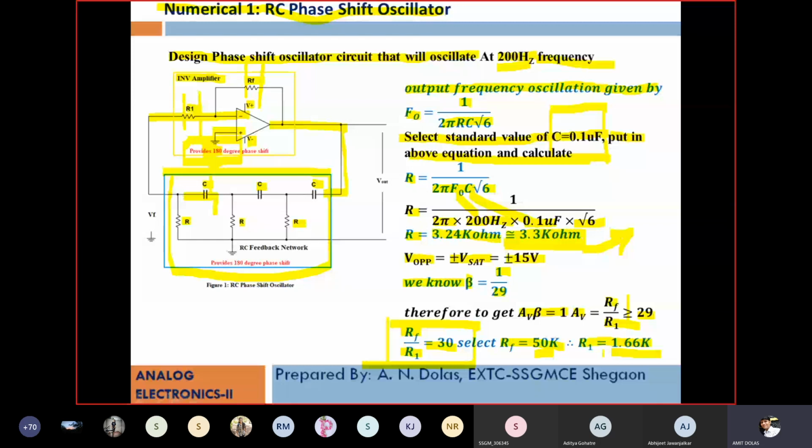Here the RC phase shift oscillator is over with analysis and one numerical. I'll go ahead to the next topic, that is the Wien bridge oscillator.